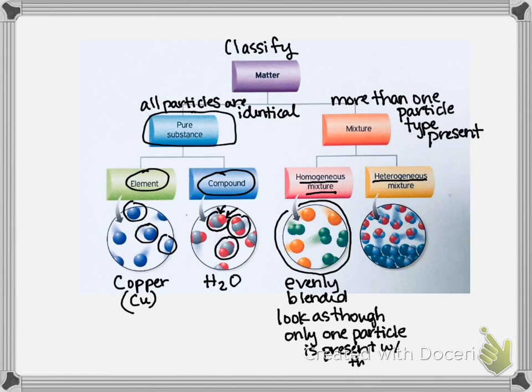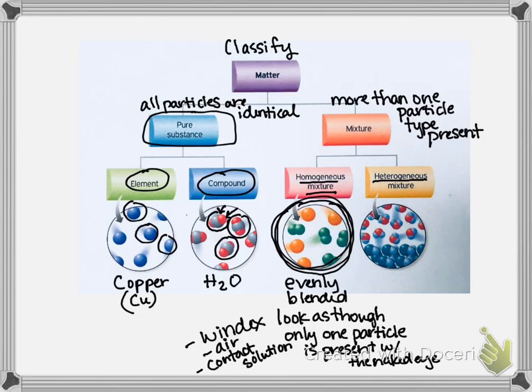With the naked eye. Okay, so when we look at these types of substances, this would be things like Windex or air outside or air in the room or contact solution. All of these things appear to be one thing, one fluid particle type, but they're not. At the particle level, it's evident there is more than one particle type present, okay? So they are evenly blended throughout, looks the same. That's why we call it homogeneous, because that's what this prefix means. It means same, okay?